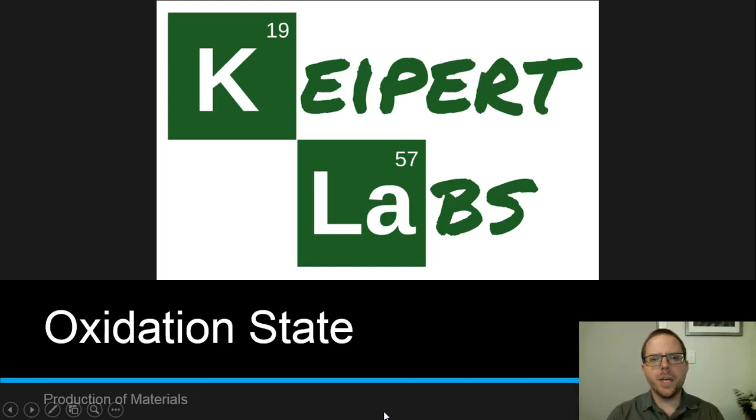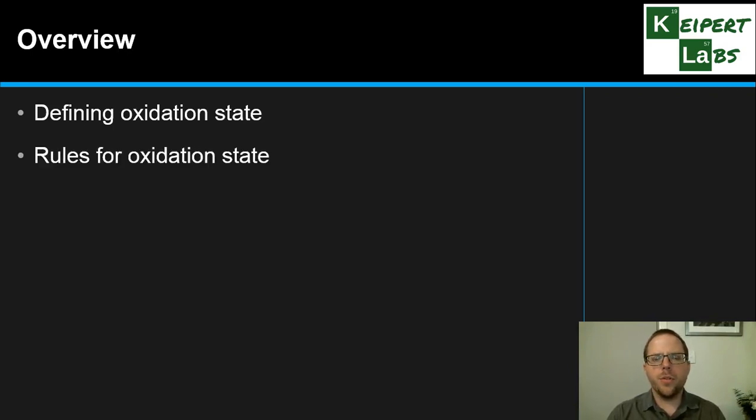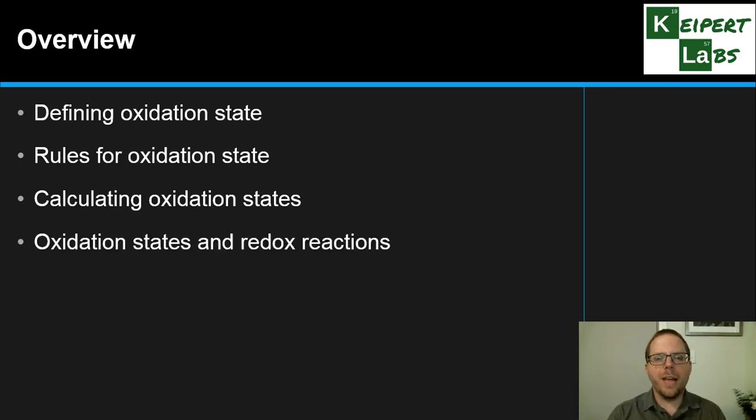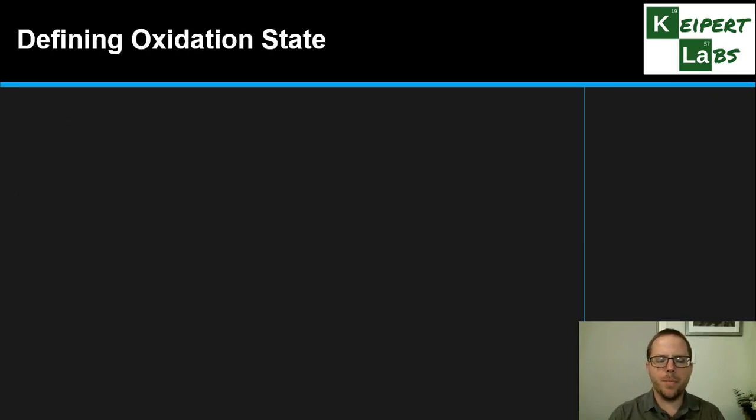In today's video we're going to be discussing the concept of oxidation state. So in giving you the overview, we're going to define what we mean by the oxidation state of something, go through the rules that we use to either determine or to remember what the oxidation state is for particular elements. We're going to have some practice or show you how to calculate oxidation state or the oxidation number, and then relate them back to redox reactions, which we learned about in our previous video.